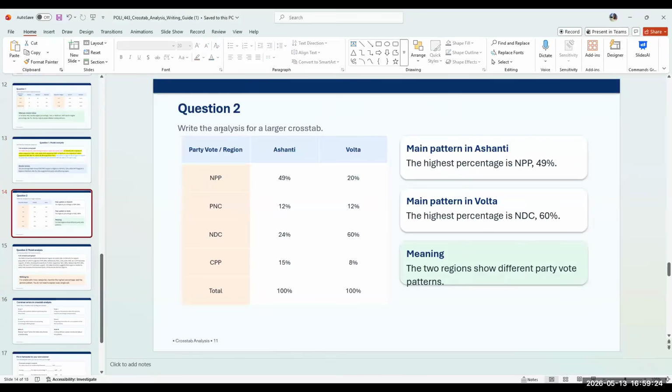Using the same thing, write the analysis on a larger crosstab. This is a larger crosstab. It's intentional so that you're able to see how we are going to go about it. So I picked a larger one. So the main pattern is what? Ashanti, the highest is 47. The main pattern is what? Volta, 60, right? And the main is what? The 2 regions. That's the focus.